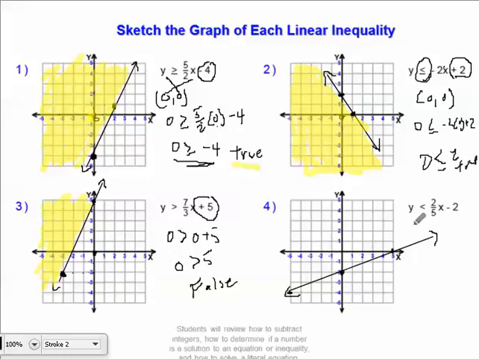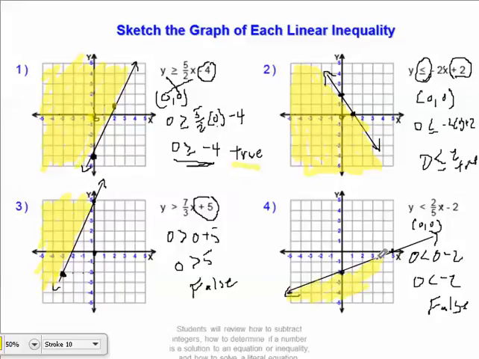Now I'm going to do the same thing I've been doing. I'm going to pick 0, 0. Do I have to pick 0, 0? No. But look what it does. If I pick 0, 0, what does this x value go to? It becomes a 0. So I get 0 less than 0 minus 2. 0 is less than negative 2. Oh, that's false. 0 is greater than negative 2. So I'm not going to shade the side with 0, 0 on it. I'm going to shade the other side.